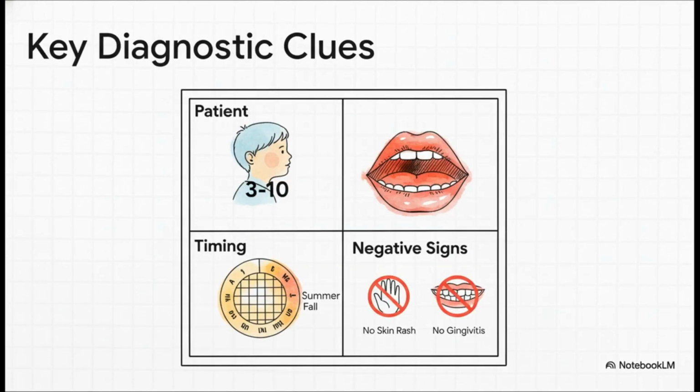All right, let's wrap this all up with your diagnostic cheat sheet. If you want to spot Herpangina like a pro, just run through these 4 points in your head. The patient's age, probably 3 to 10. The lesion location, way in the back. The timing, summer or early fall. And the key things that aren't there, no skin rash and no major gingivitis. If you've got those 4, you can be pretty darn confident in your diagnosis.